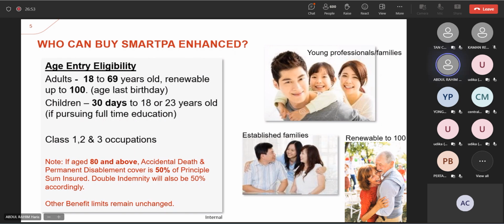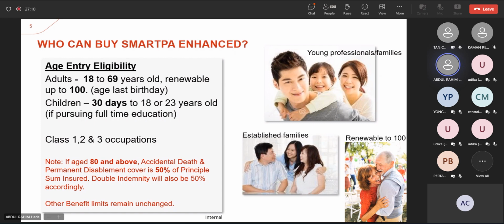So as I was saying, it is renewable up to age 100, but once the insured reaches age 80, the accidental death and permanent disablement cover will be reduced by 50%.